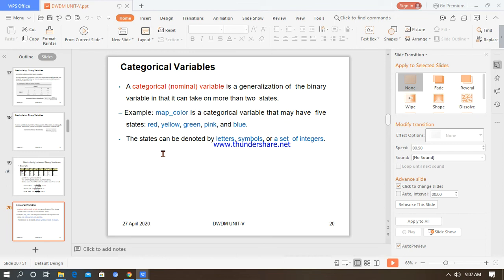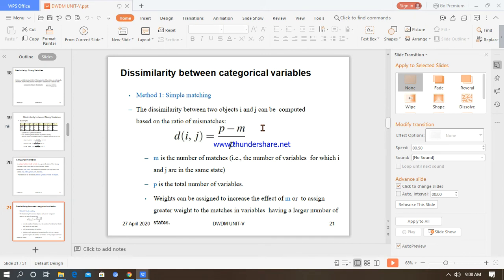The third type of variable is categorical variables. A categorical variable is nothing but a nominal variable. It is a generalization of the binary variable. In a binary variable, generally we have only two things, that is male or female, yes or no, positive or negative and all these things. Categorical is an enhancement of the binary variable which will have multiple values, something like red, yellow, green, pink, which is again limited. It is not like unlimited values can be kept in that. The states can be denoted by letters, symbols and sets of integers.